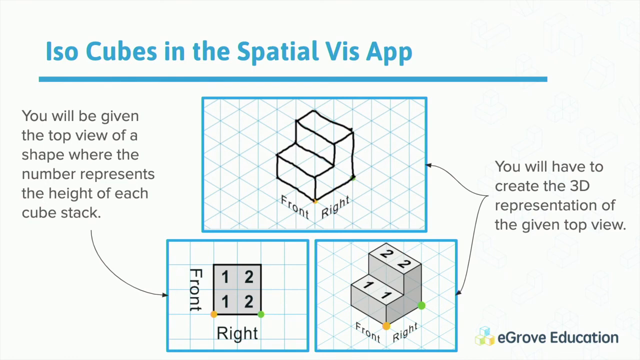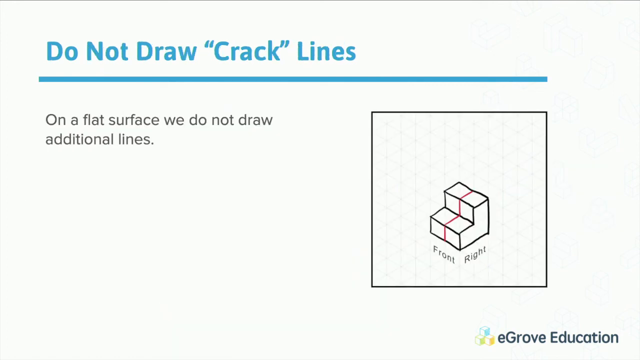So if you look to the right-hand side, you can see what your final drawing will look like. If you're given this plan view on the left, you need to produce an isometric drawing on the right, and the number of cubes high are indicated by the numbers on the plan view.